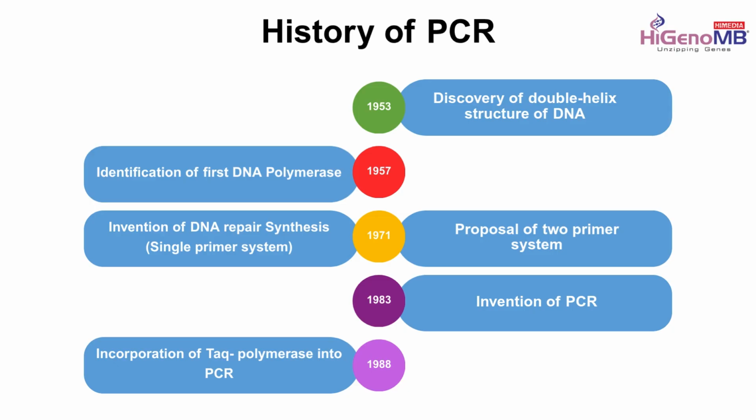The whole scene changed when Taq DNA polymerase was incorporated into PCR in the year 1988 by a group of scientists at CETUS Corporation. This Taq DNA polymerase has the advantage that it is a thermostable enzyme. It can withstand high temperatures. So the introduction of this Taq DNA polymerase revolutionized the field, and now we have a plethora of PCR applications.